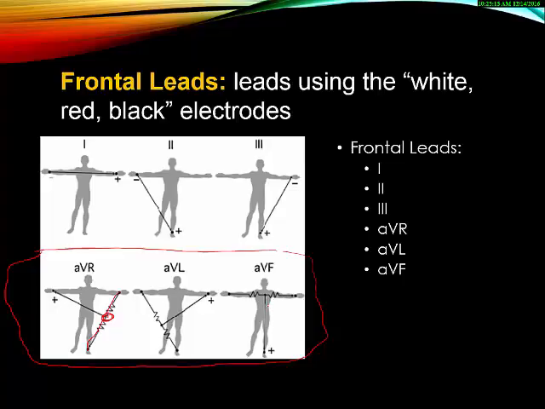Now, if you think about this, 2, 3, and AVF are all kind of running in the same direction, and that is why we use those 3 leads to identify a certain area of the heart, which we'll talk about in a little while. So limb leads here, the frontal leads. Augmented limb leads are here. That's where the A comes from, augmented. And we use those 3 or 4 stickers that we put on the standard patient to get 6 views of the heart.